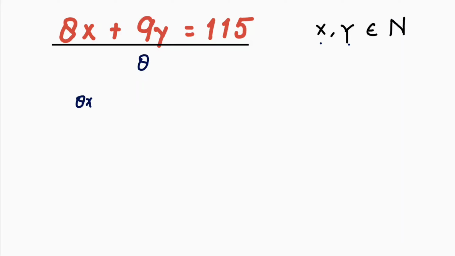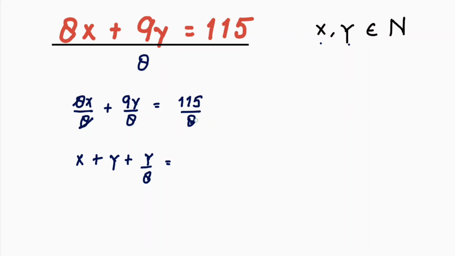So 8x/8 + 9y/8 = 115/8. In the first term, the 8 gets cancelled and we get x. 9y/8 can be written as y + y/8. In the same way, 115/8 is 14 + 3/8.